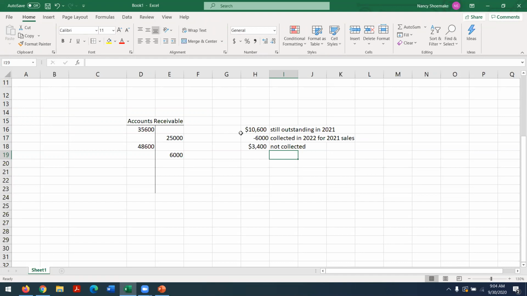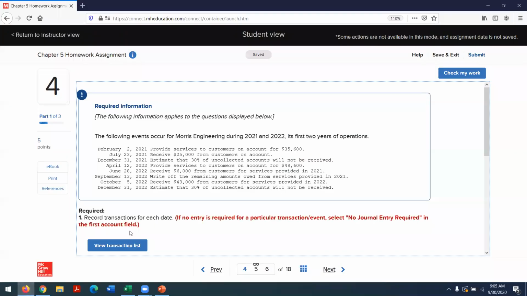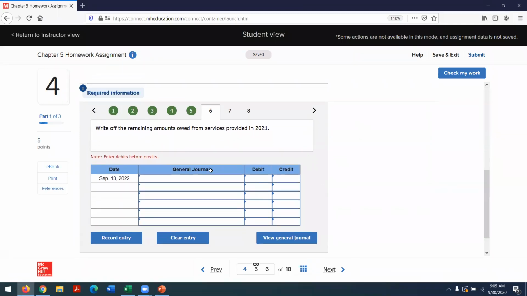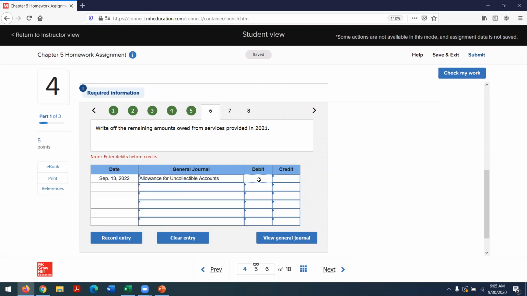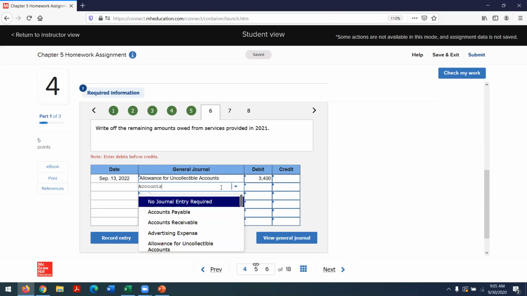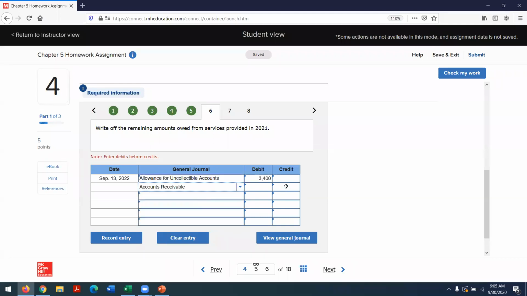If at the end of the year we owed $10,600, in 2022 we collected 6,000 of the 10,600. That means 3,400 of those accounts, they're telling us it's time to write it off. It's time to just say, we're not collecting it, let's write it off. In order to do that, we would be debiting our allowance for uncollectible accounts of $3,400. And what do we credit? Accounts receivable for $3,400. Do you see what happens?